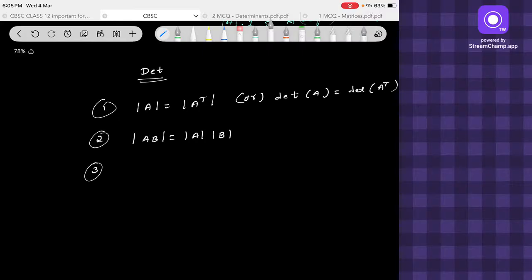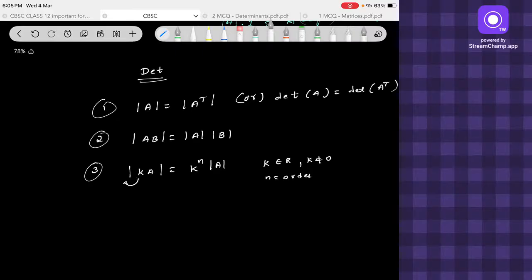And the third one is determinant of kA is equal to k raised to the power of n. If you take k outside, k is any real number except 0, k raised to the power of n into determinant of A, where n is equal to the order of the matrix. This is also important.